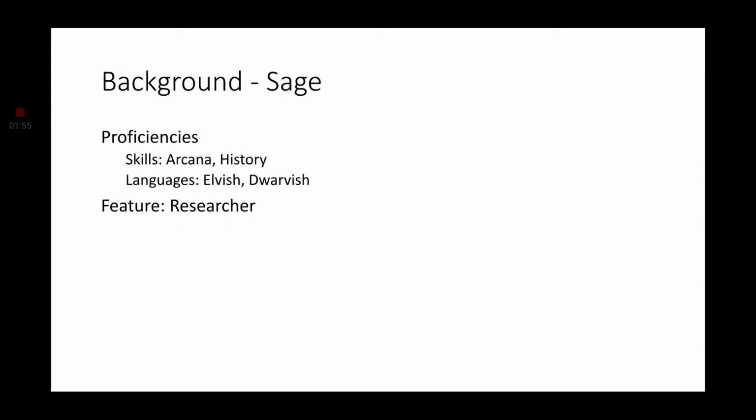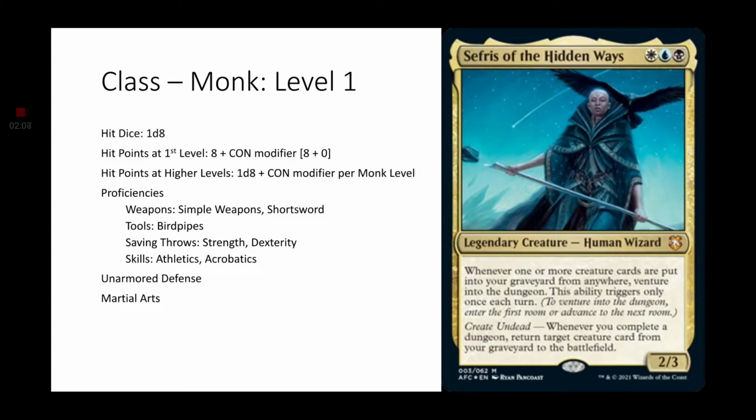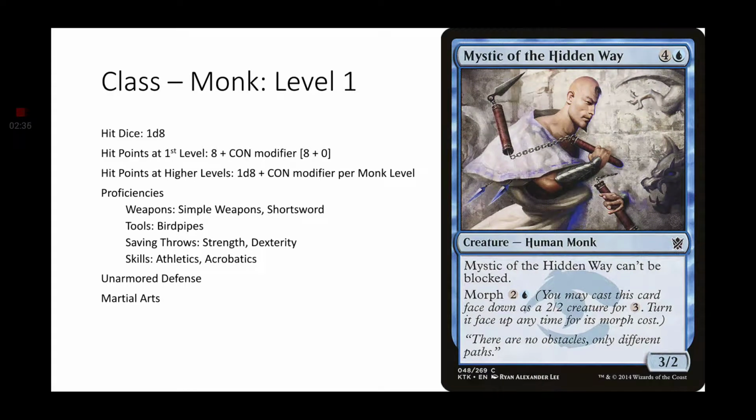Now, for our class, I think that we should start things off as a monk. And I can already hear you in the comments section. But Drehon, Sefris is clearly a wizard. Why would you give her the monk class? And to that I say, look at her artwork. She has this feel of a monk. Also, she is known as Sefris of the Hidden Ways. Last time we saw Hidden Way was the Mystic of the Hidden Way, which is also a monk. So that is why we are using monk to start off. Also, monk gets a d8 for their hit die, so we get a little bit more hit points.